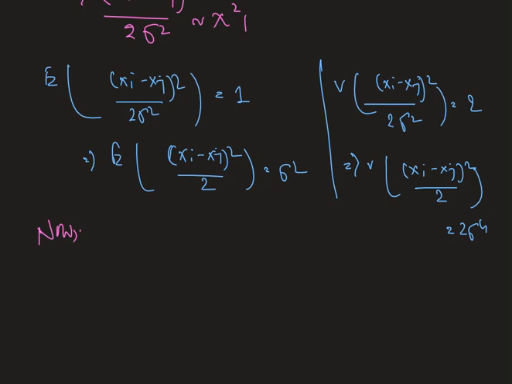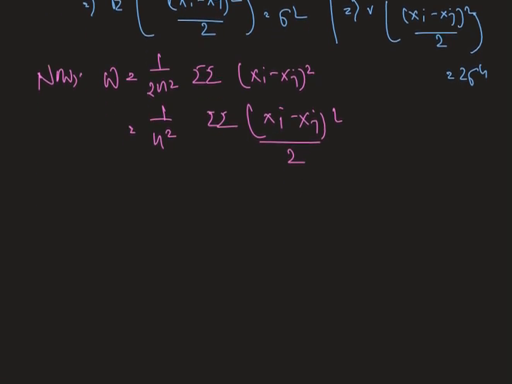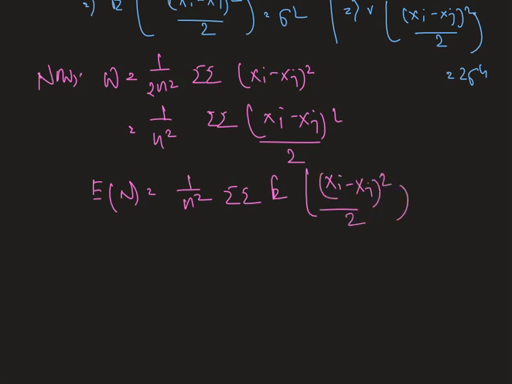Now, W is equal to 1 by 2n square double sum over (xi minus xj) whole square. Therefore, we get 1 by n square double sum over (xi minus xj) whole square divided by 2. We can write it in this way. Now let's find the expected value of W. Hence we get 1 by n square double sum over expectation of (xi minus xj) whole square divided by 2.